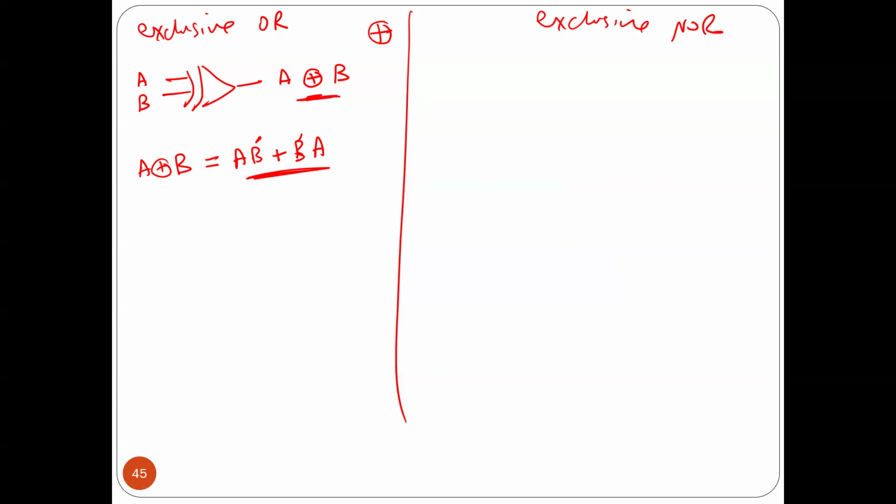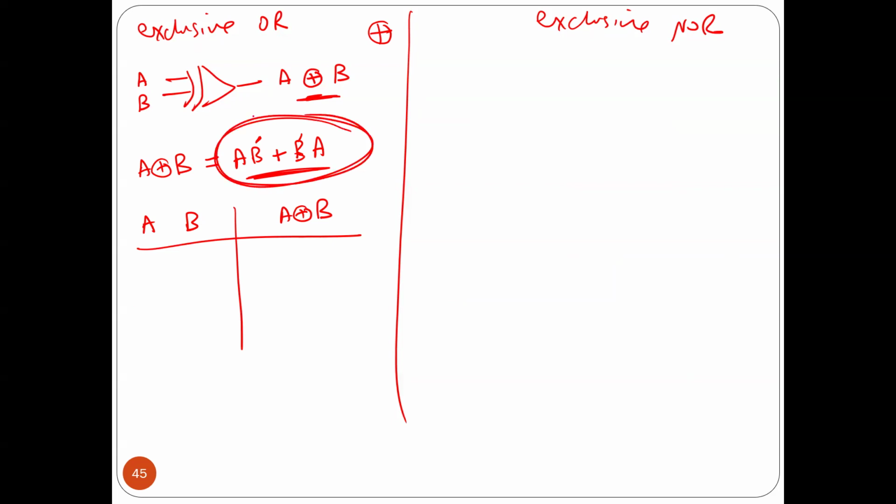okay? So now the question is, what's new here? Why do we need something like that and call it a new gate? I'm gonna tell you why, okay? Look at the truth table of this one. So here, if you have A, B, and then A exclusive OR B, if you apply A B prime or B prime A, what you will find, 0, 0, 1, 1, 0, 1, 0, 1, is that when the two inputs are equal, they are the same, you are gonna get 0. But when the two inputs are different, 0, 1 or 1, 0, they are not the same, I get 1.